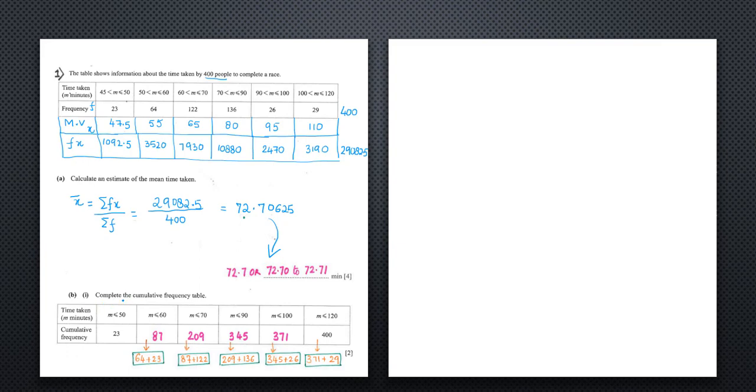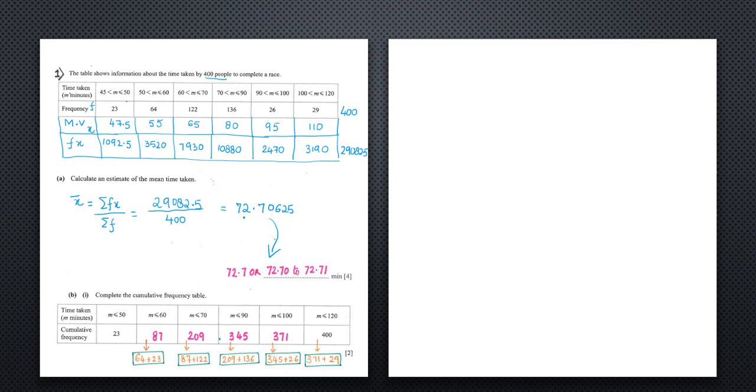Next part of the question is about completing the frequency table. So when the time given is less than equal to 50 minutes, we'll basically complete the cumulative frequency column for the table. So the people who complete the race within less than 50 minutes is given to be 23, which we get from our earlier table. It's already there in part B. The number of people who complete the race in less than equal to 60 minutes will obviously include the earlier 23, and we need to add on this extra 64. So that's how we get 87.